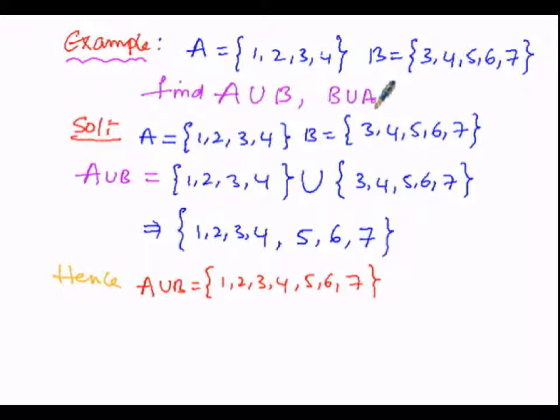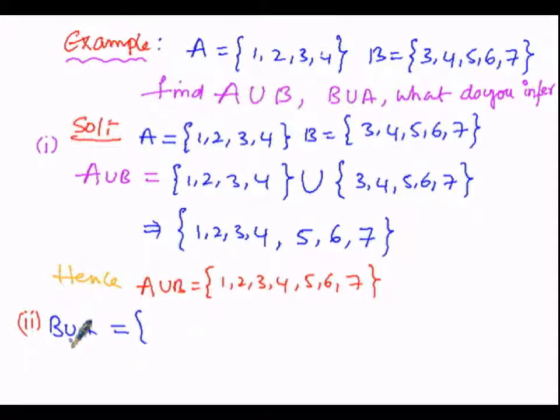The latter, say here, what do you notice or what do you infer? So here the first one we have covered, that is A union B, then the latter, we are going to find out, that is B union A, the second one. So here B union A equals, we have to write first of all the set B elements. Set B elements are 3, 4, 5, 6, 7. So 3, 4, 5, 6, 7.